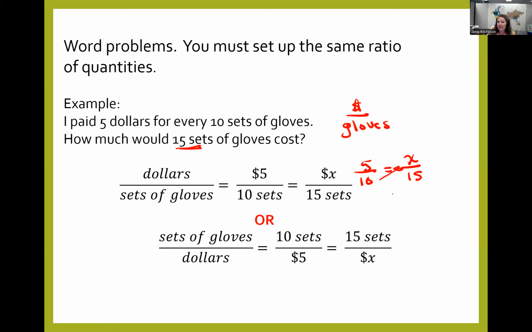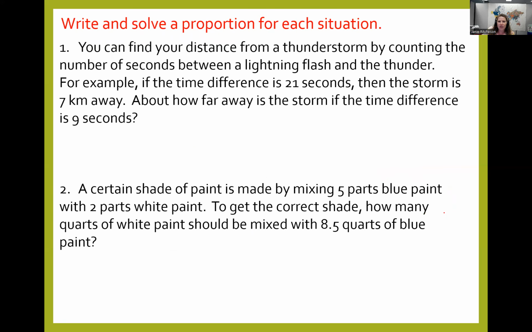So 10 times x is 10x. 15 times 5 is 75. And then when I divide both sides by 10, I find out that the price, which is what I'm missing, is $7.50. Okay. All right, so what about this one?